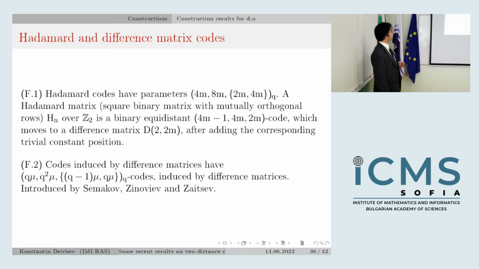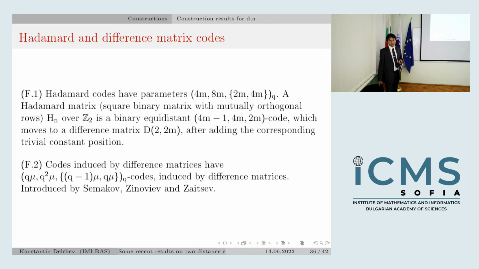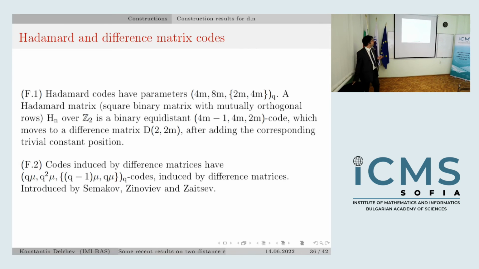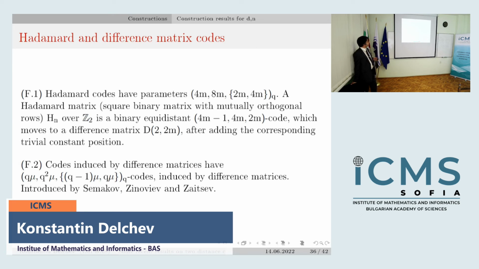Again, some of the codes are known. The Hadamard and the difference matrix codes are the type of codes that we're interested in. Hadamard codes have been around for a while, and they have such parameters. They're somewhat close in parameters to the infinite family that I showed has an optimal polynomial of degree 3. However, there we have 4n plus 2, not 4n. So they are not the same.